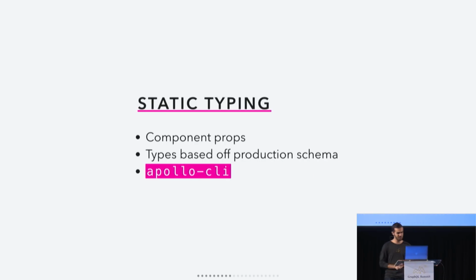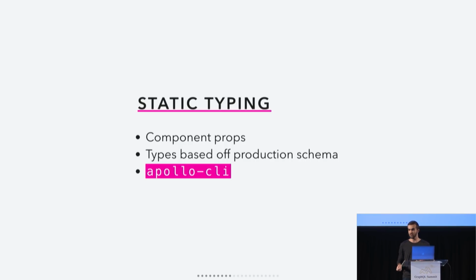So first off, let's talk about static typing and what it means for a React application. Generally, static typing is assigning types to props. So your components get props, and you're saying, hey, this prop is going to be a number, this prop is going to be an object, and defining the shape of that prop. Ideally, if we're talking about React projects that use Apollo and GraphQL, these types come from your production schema.